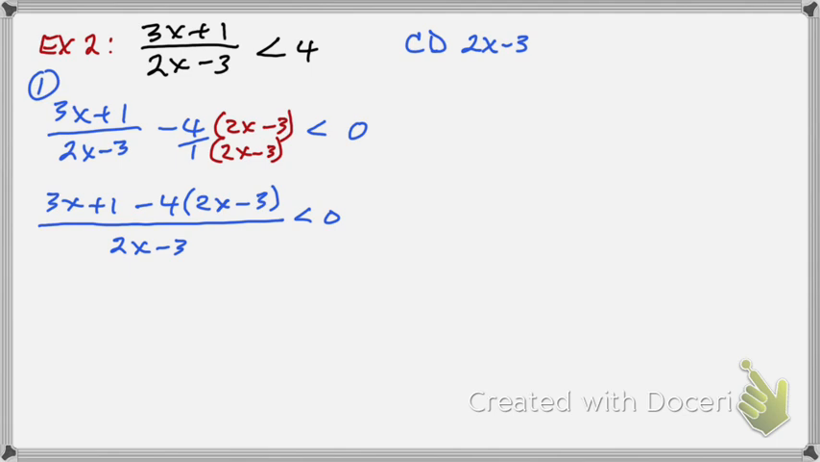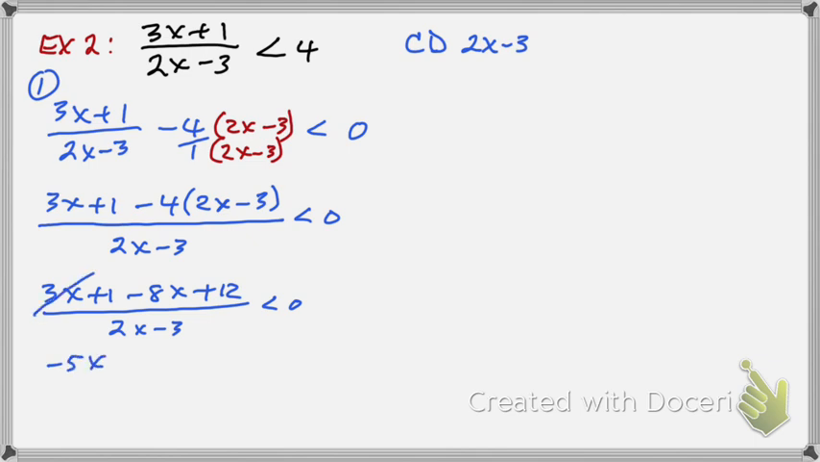I start distributing things and combining like terms. So I've got 3x plus 1 minus 8x plus 12, over 2x minus 3. Got minus 5x plus 13. Now I'm through with step 1. I've got one fraction on the left. I've got 0 on the right.